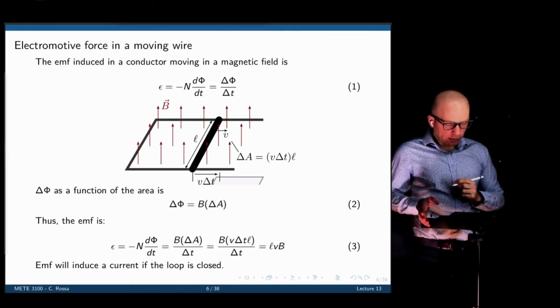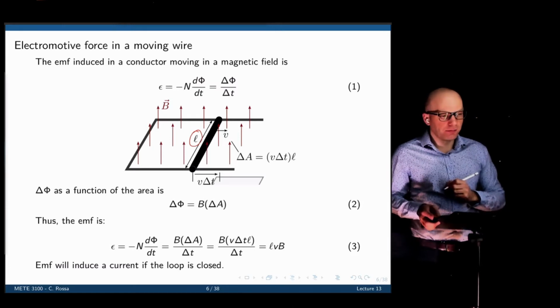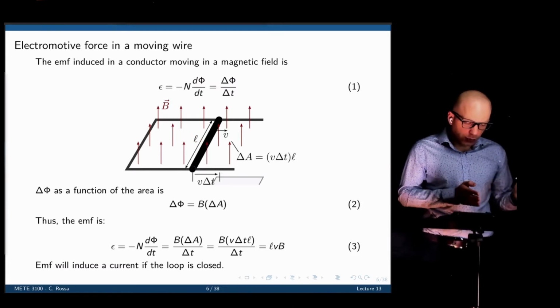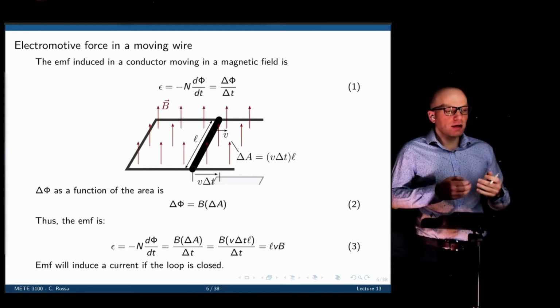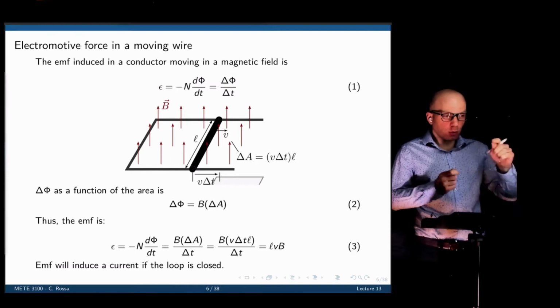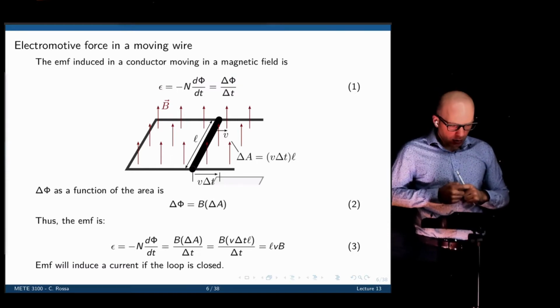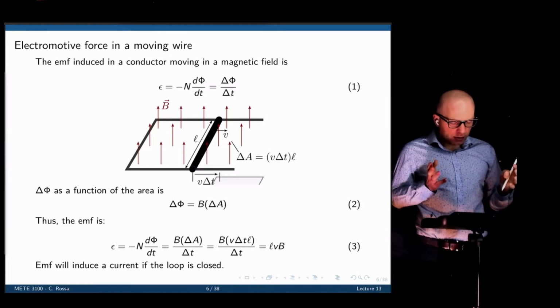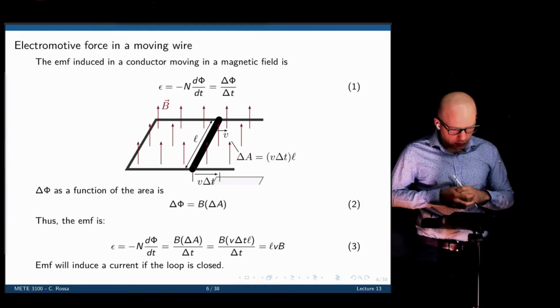It will move at a velocity v, and it has a length L. As it moves through that magnetic field, a back EMF, or an EMF, will be induced in that wire. If you now close the loop, a current will develop in the wire. Now let's see if you can calculate how much EMF we can get from this scenario here.